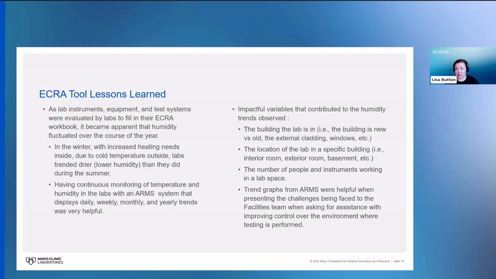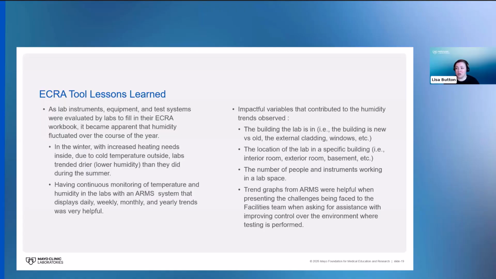the building that the lab was in. So was it a newer building or an older building? Meaning, does it have a newer building automation system or an older HVAC system? What is the external cladding of the building? Is it granite? Is it stucco? Is it brick? Are there a lot of windows? All of that was impacting the ability of the lab to hold appropriate temperature and humidity over the course of the year and the fluctuating temperatures outside.